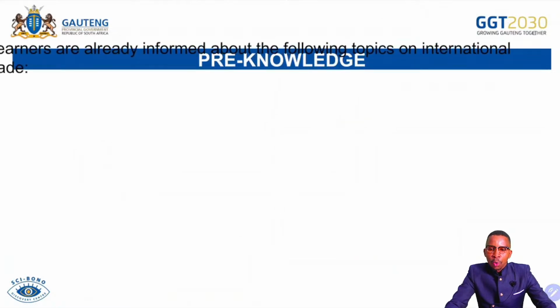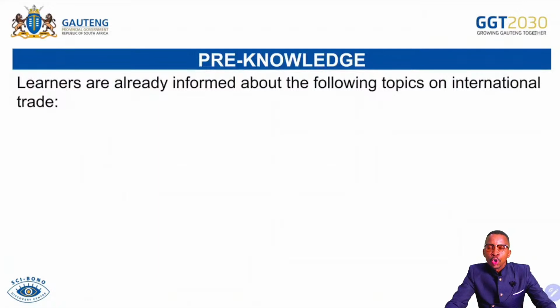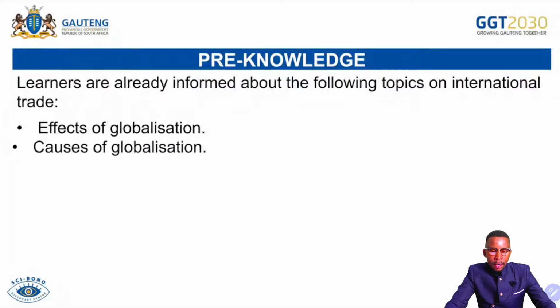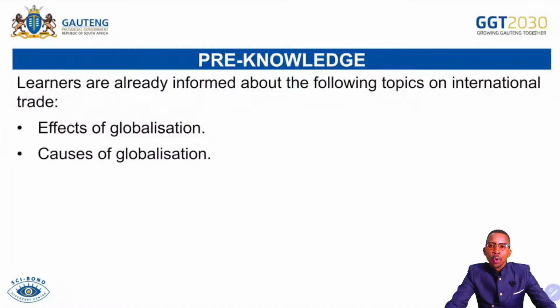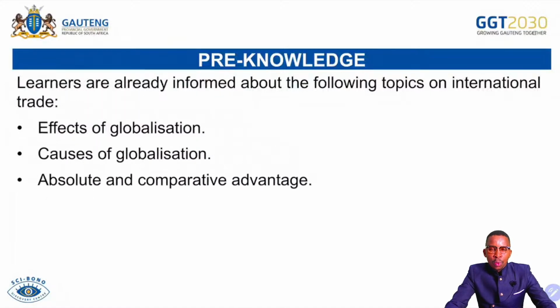It is believed that you already know the following information based on your grade 11 content. Number 1, you have done effects of globalization. You know what is meant by globalization and the effects or reasons for globalization. And then causes of globalization, you already know what is causing globalization. And then also you know the difference between absolute and comparative advantage.